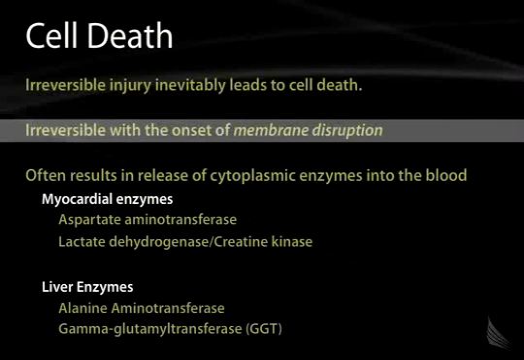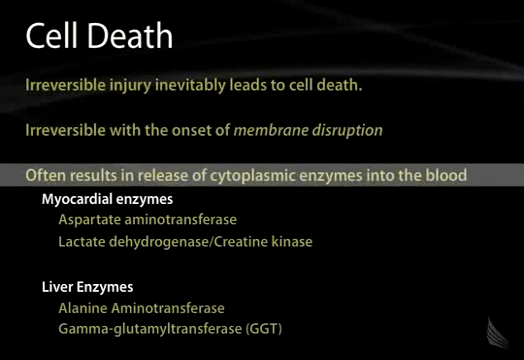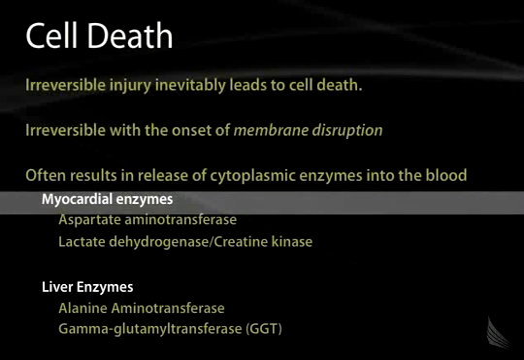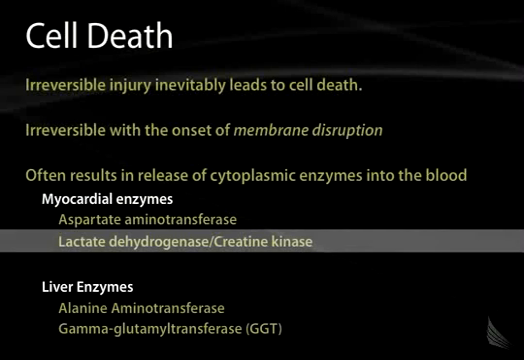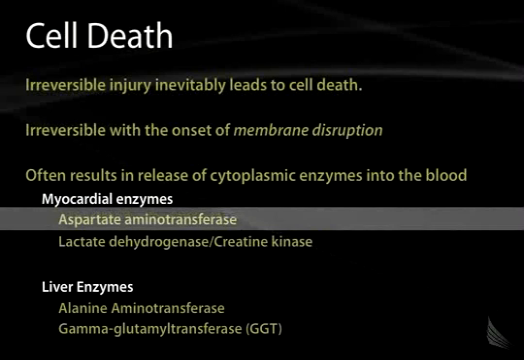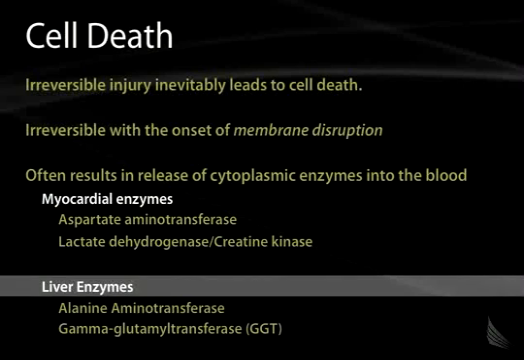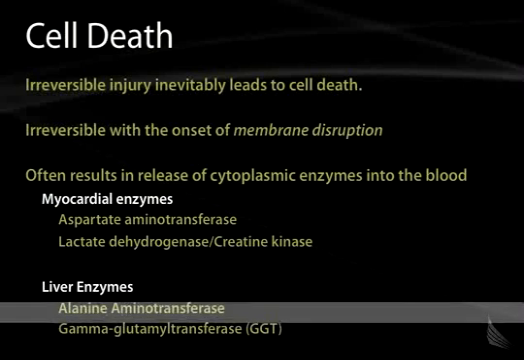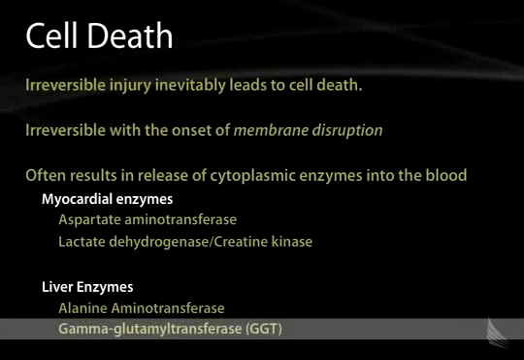One way that we can measure the degree of membrane disruption is by measuring the release of cytoplasmic enzymes into the blood. For example, when you have myocardial damage and a myocardial infarction, you can measure creatine kinase or troponin I or lactate dehydrogenase or aspartate aminotransferase, which get released from those dying cells. If you have liver damage, dying liver cells, hepatocytes, release alanine aminotransferase or aspartate aminotransferase, gamma-glutamyl transferase, or alkaline phosphatase into the serum. And so by measuring these enzymes, we can detect this membrane disruption and the degree of cell death going on.